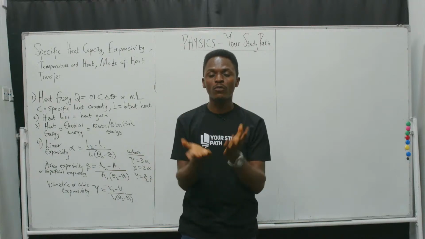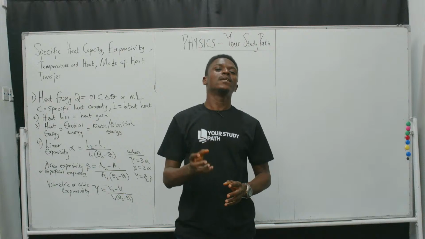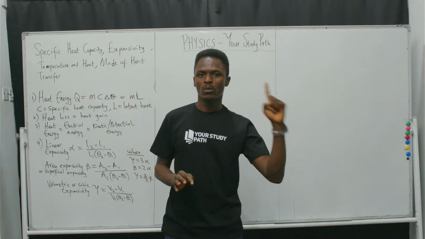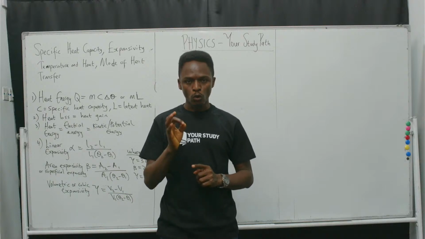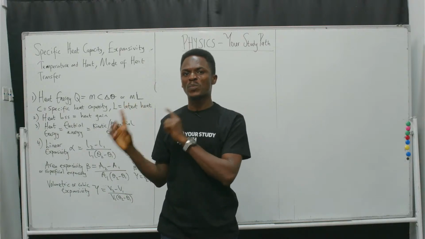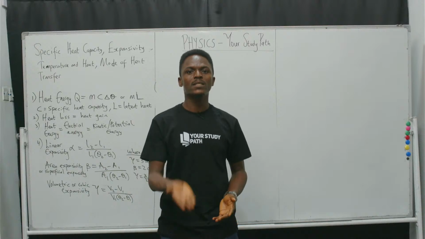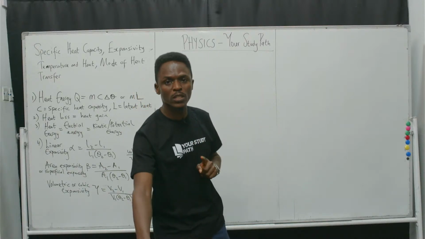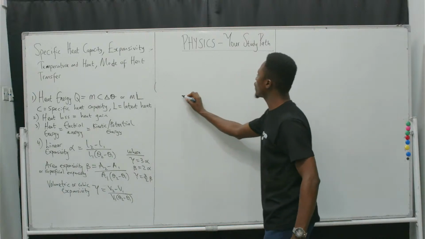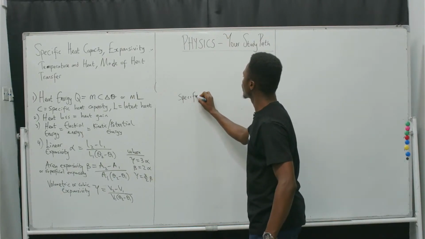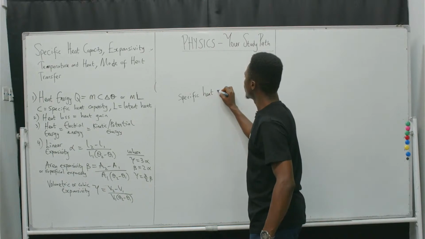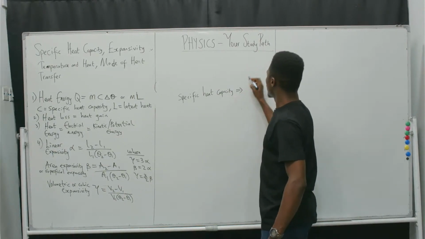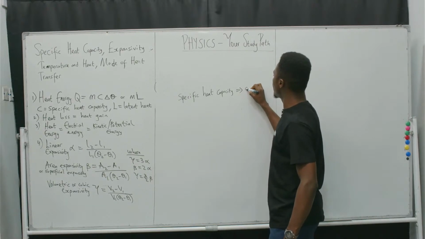It's actually the amount of heat energy needed to raise the temperature of a unit mass of a substance through 1 Kelvin. Note that whenever we make reference to specific heat capacity, we are talking about the amount of energy needed to raise a unit mass. You don't throw that away, because specific heat capacity is in relation to a unit mass.